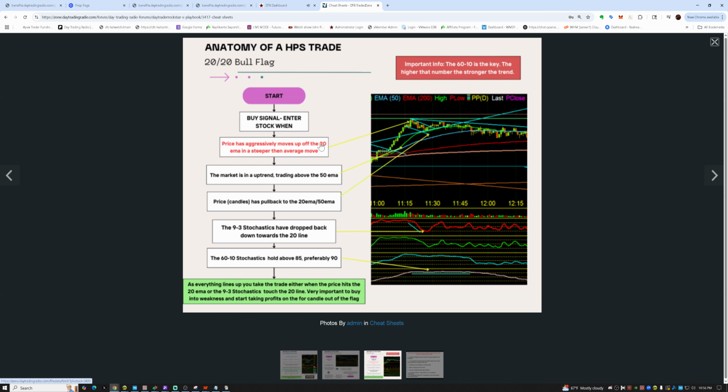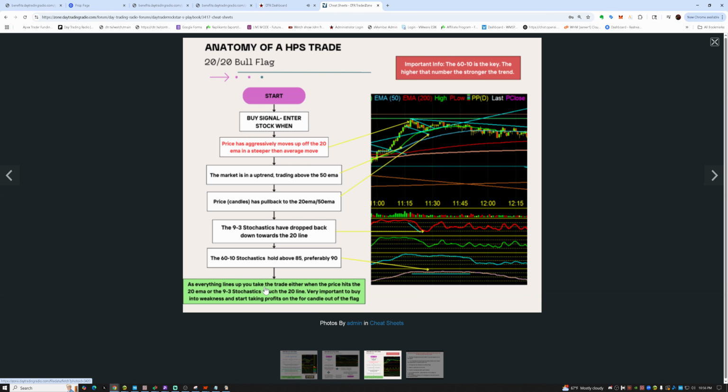Price has aggressively moved up off the 20-period moving average, a steeper than average move. So you see this here, this move off the 20-period moving average. That gives us the flagpole. The market is in an uptrend, trading above the 50 EMA, the blue line, the 50. The 9-3 stochastic has dropped back down towards the 20 line. Here we come, 9-3 is coming down towards the 20 line. The 60-10 stochastic holds 85, preferably 90. This is very high here.